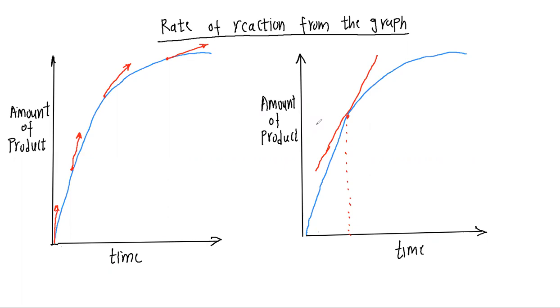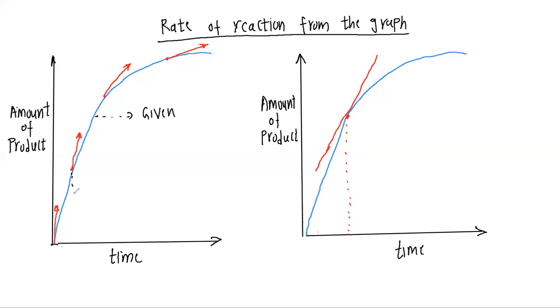We are looking at the rate of reaction from the graph, how to calculate the rate of reaction from the graph. So typically you'll be given this curve, okay, this will be given in the exam. And you need to find out the rate of reaction at the different times.